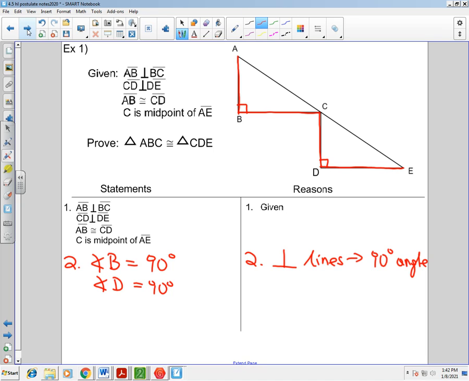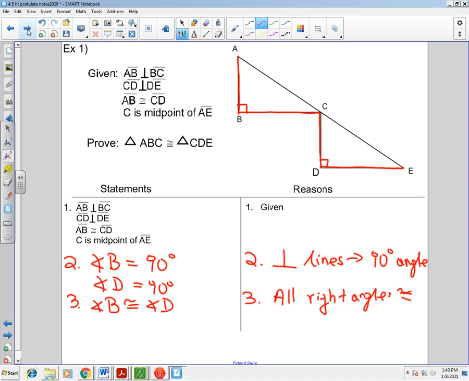And then, since angle B is 90 and angle D is 90, I can conclude that angle B is congruent to angle D. And what's the reason for this step? I allow you to say all right angles are congruent. I allow you to say substitution. Okay, I will just say all right angles are congruent.